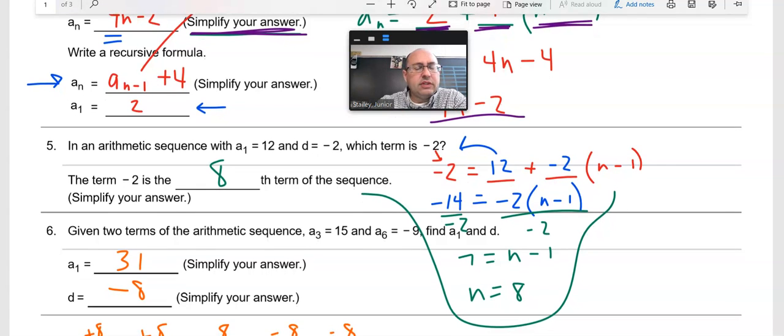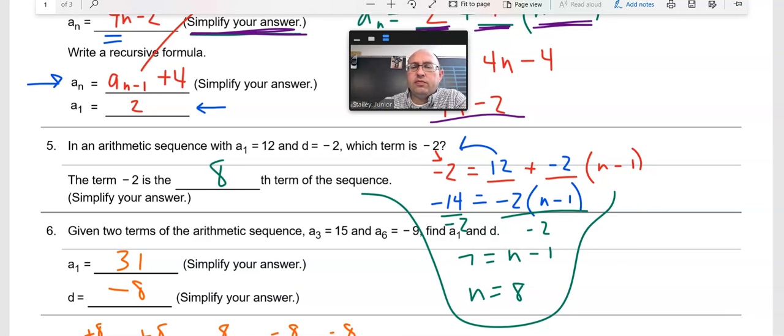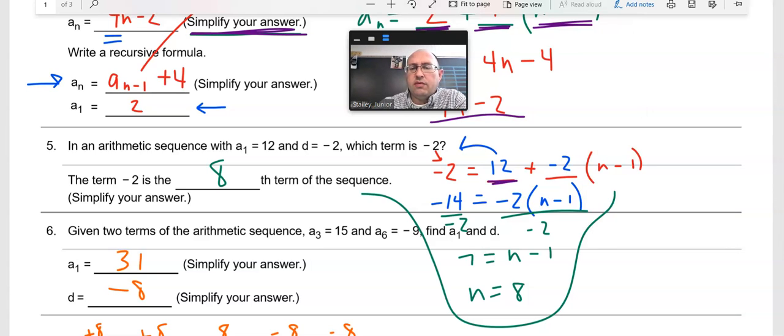Question 5. In an arithmetic sequence with the first term being 12 and the common difference being negative 2, which term is negative 2? So they are now giving me a term somewhere down the line in the sequence, and they want to know which one it is. And no, I don't want you to count on your fingers. Okay? I want you to use your brain. We got first term is 12. Here, let's get a different color. First term is 12, common difference negative 2.